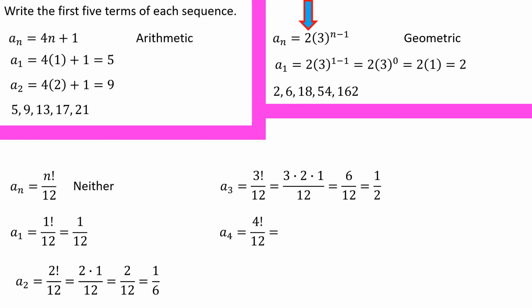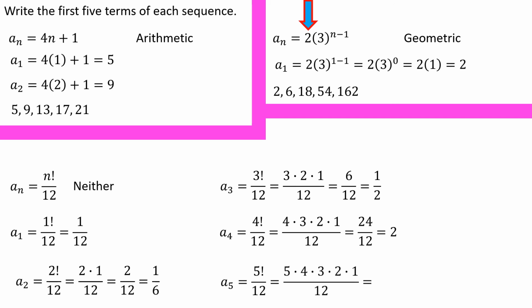Fourth number in the list, 4 factorial over 12. Of course, 4 factorial is 4 times 3 times 2 times 1. That makes 24. 24 divided by 12 is 2. Interesting, it's not even a fraction anymore. Let's find the fifth number in the list, also known as the fifth term in the sequence, if we want to speak like a mathematician instead of a normal person. 5 times 4 times 3 times 2 times 1. Might want to grab a calculator for that puppy. That's going to be 120. 120 divided by 12, well, that's going to be 10, right? Because 12 times 10 is 120, so 10.